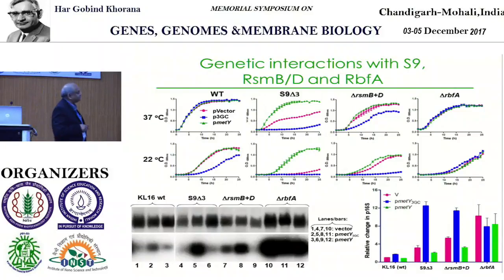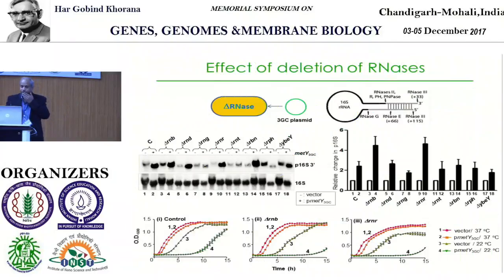So what this really meant was that the 3GC base pairs must be working downstream of RBFA. When you have an RBFA defect, 3GC is not coming into the picture. So the 3GC role has to be downstream of RBFA. RBFA is working very early on, so 3GC must be working downstream.